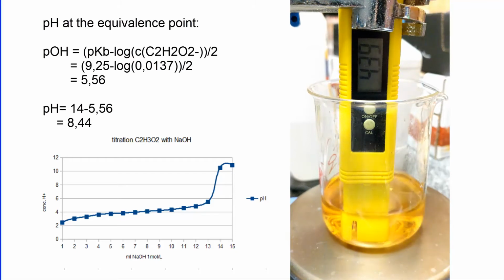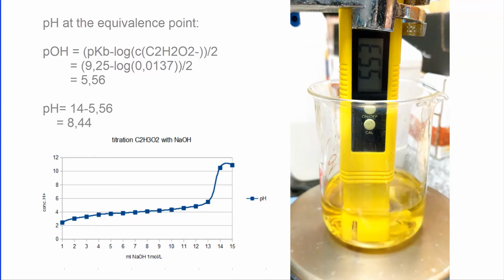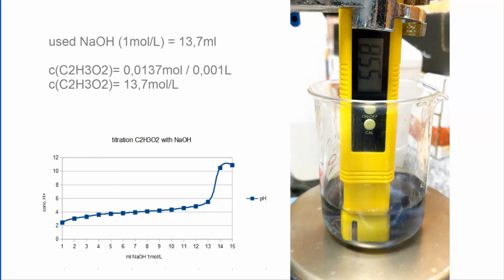First, let's calculate where our equivalent point should be. For this we need the base constant and the negative logarithm of the acetate ion concentration. Dividing by 2 brings us to the hydroxide concentration, which can then be subtracted from 14 to get the pH. Again we can calculate the concentration of the unknown solution with quick math.